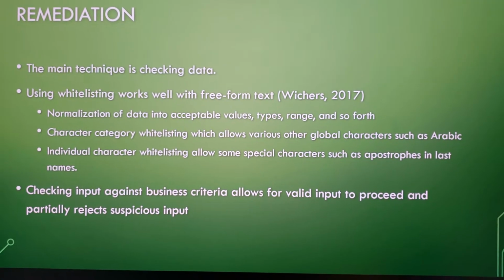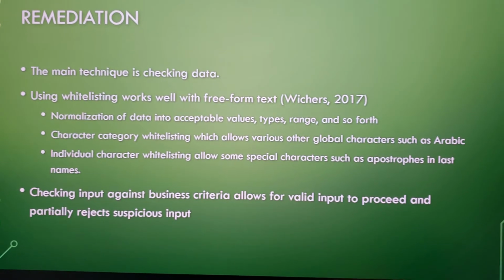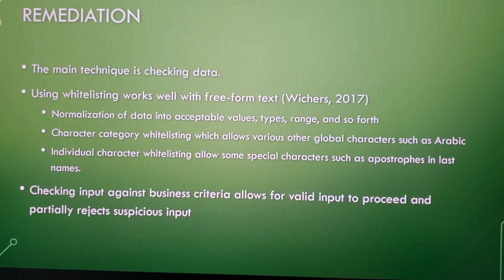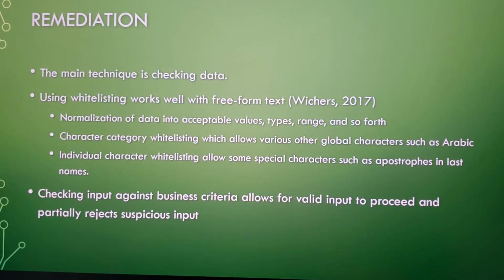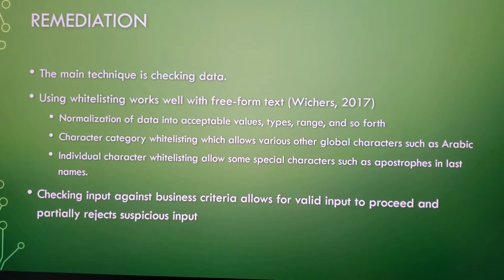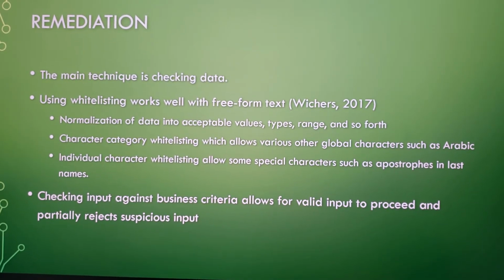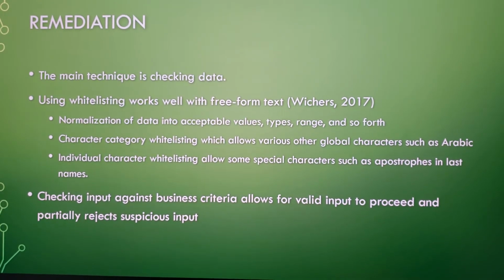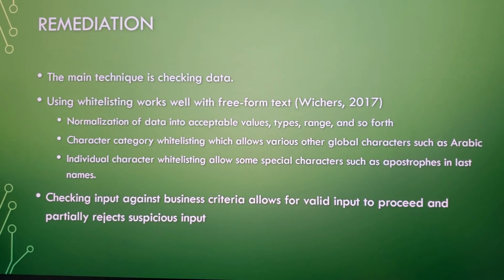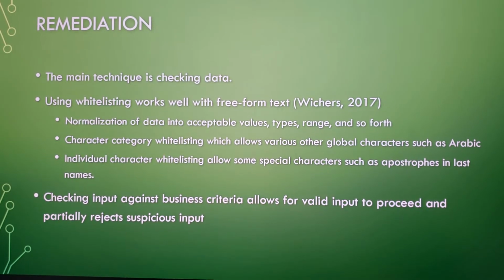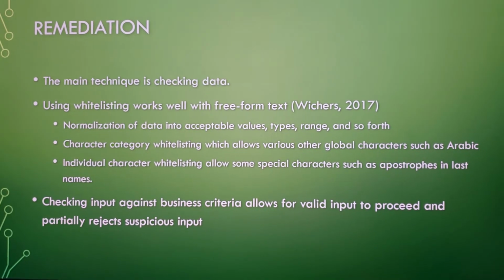Remediation. The main technique is checking data. That's sort of the obvious one, but using whitelisting works well with free-form text. It helps normalization of data into acceptable values, types, range, and so forth. Character category whitelisting allows various other global characters such as Arabic characters. Individual character whitelisting allows some special characters such as apostrophes in last names so that you can get a user to input O'Brien if that's their last name, or have a hyphenated name like Major Dash Whiteford.